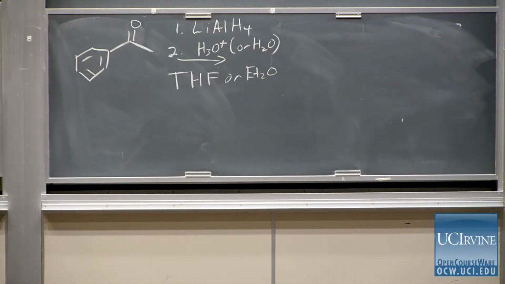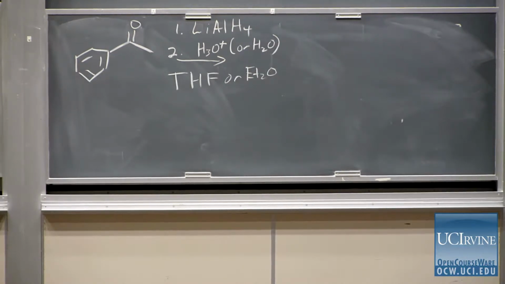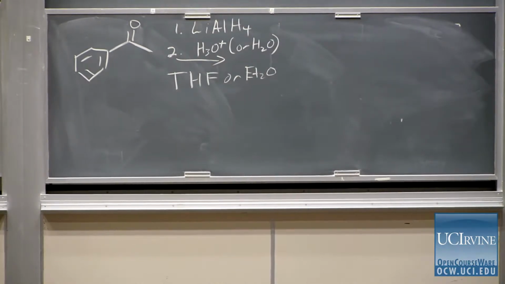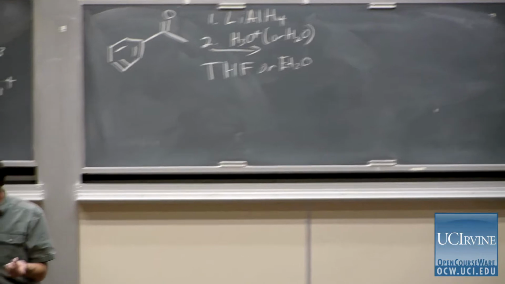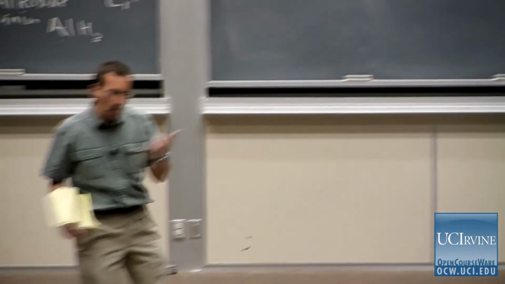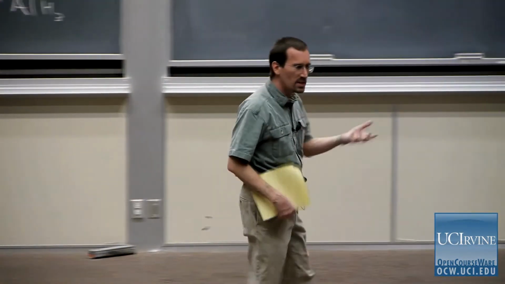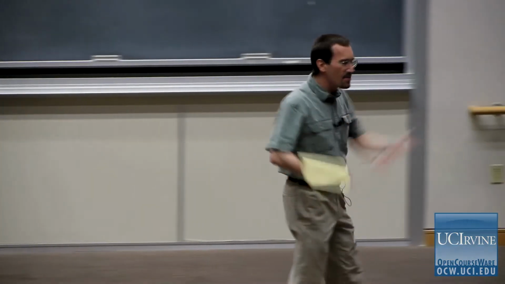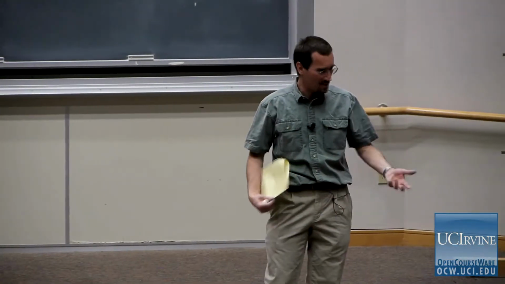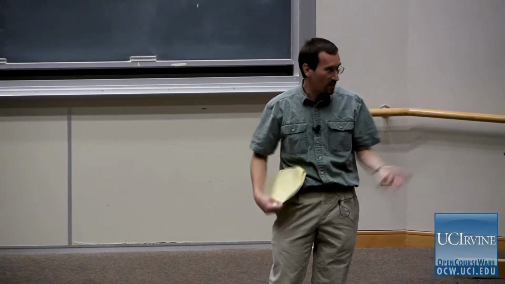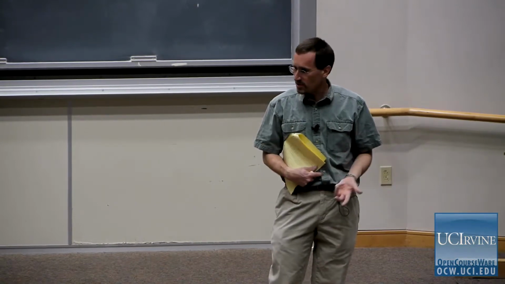It says, take some benzophenone, put it in a flask with some THF or some ether, throw in some lithium aluminum hydride, and then after a while, after the reaction is done, throw in some acid or some water. And of course, if you want acid, you can't go to the stock room and say, give me a bottle of H3O+. They'd look at you funny and say, well, we don't have any bottles of H3O+.